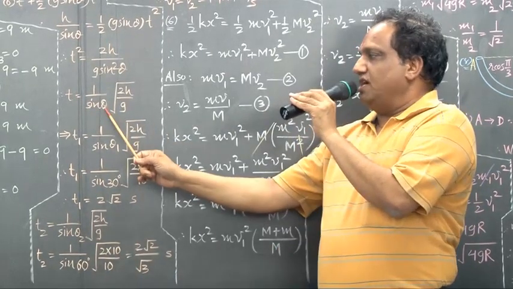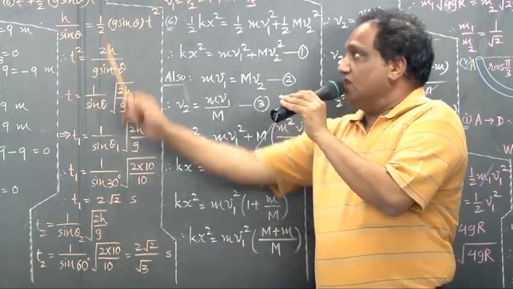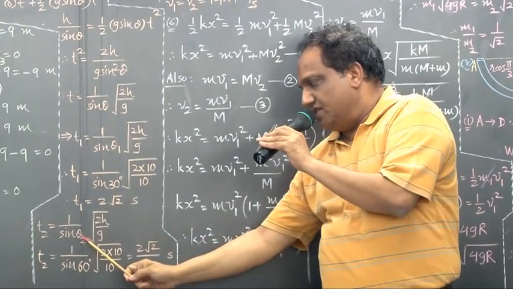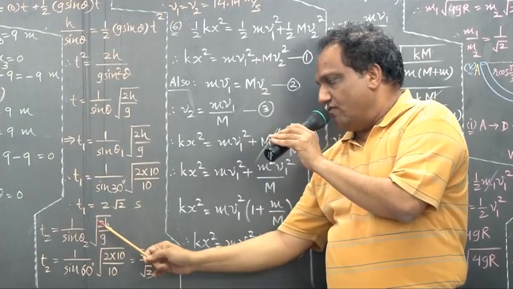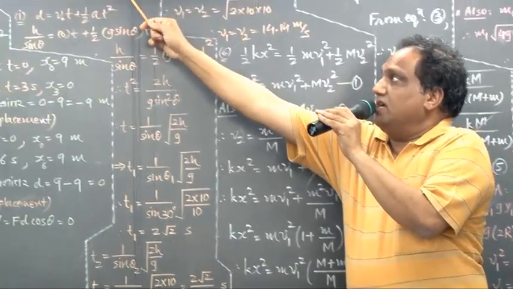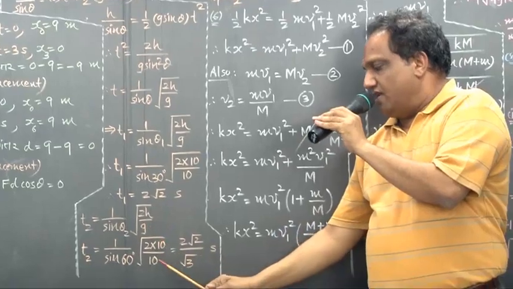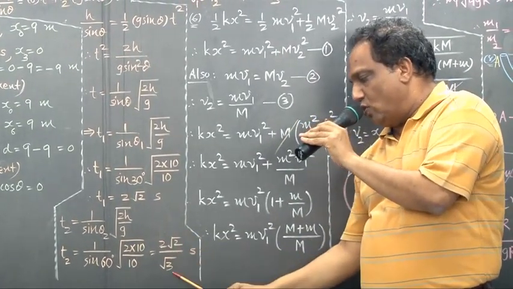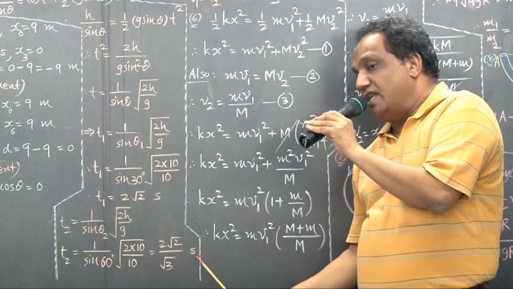T2. Instead of theta, theta 2. What is theta 2 value? 60 degrees. So this theta 2 is 60 degree. Under root of 2 into h. Height h is how much? 10 meter. Value of g they have given 10 meter per second square. Simplify, this answer comes out to be 2 root 2 upon root 3 seconds.